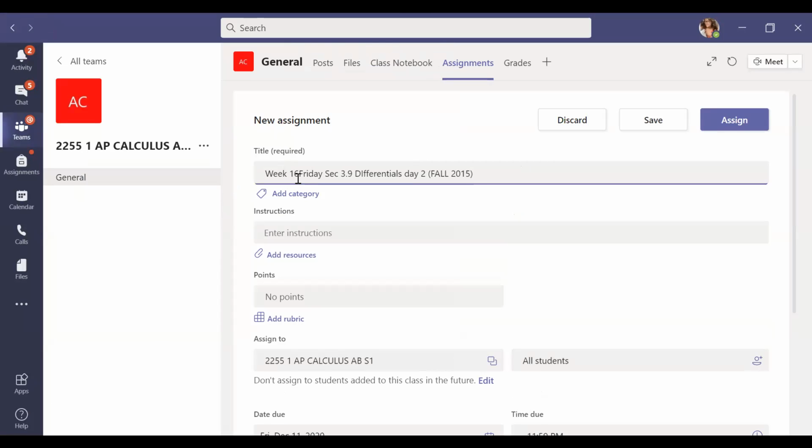So this is week 16 Friday. It is for Calculus AB Semester 1. And today we're going to talk about differentials, which is kind of like max and min application questions. I'm going to go over as a quick review. And I should put differentials and review day of unit 3.